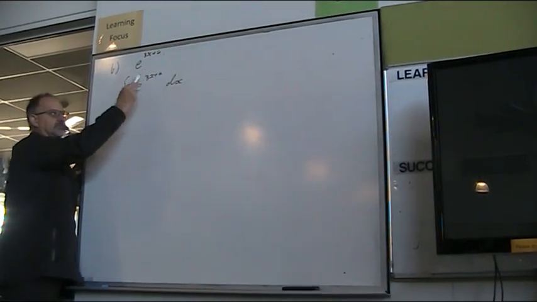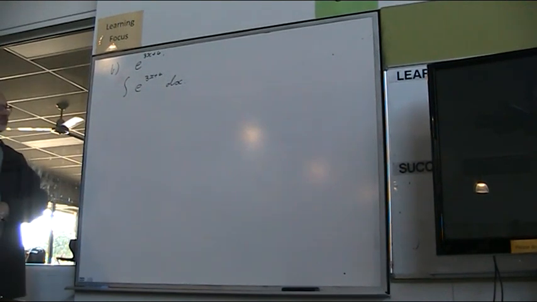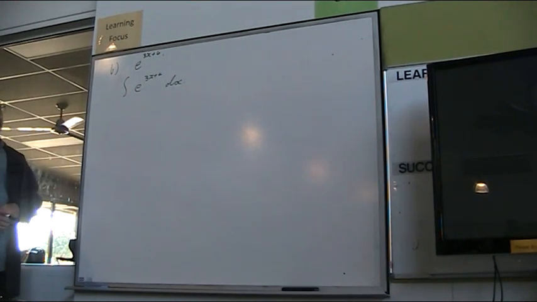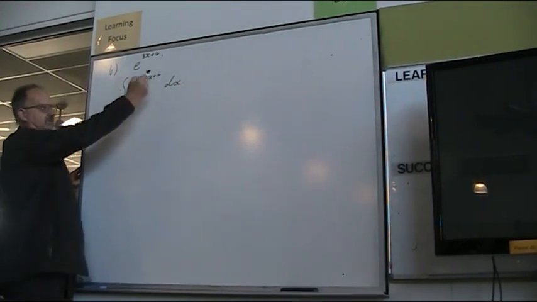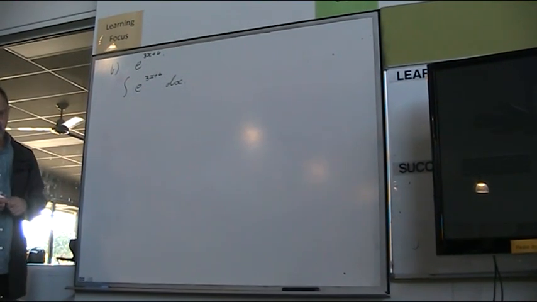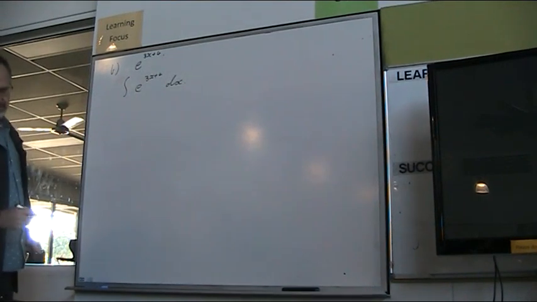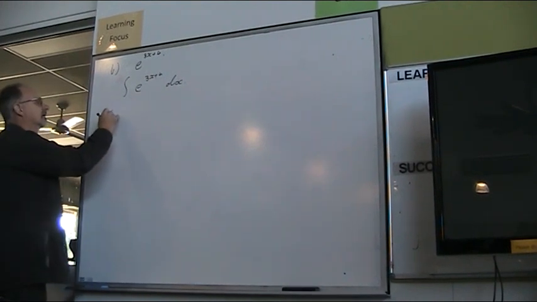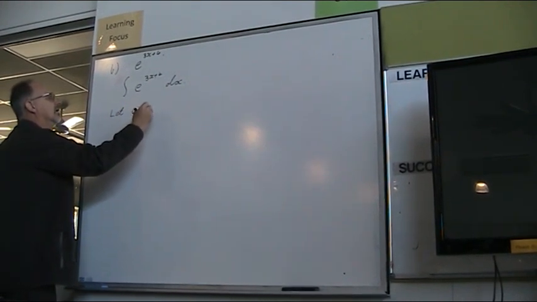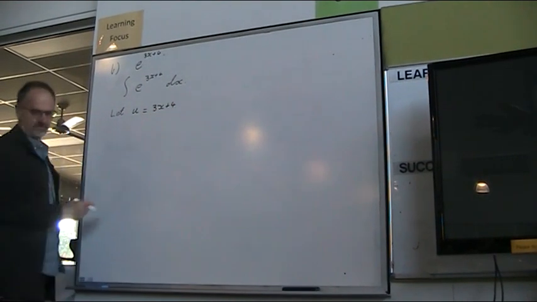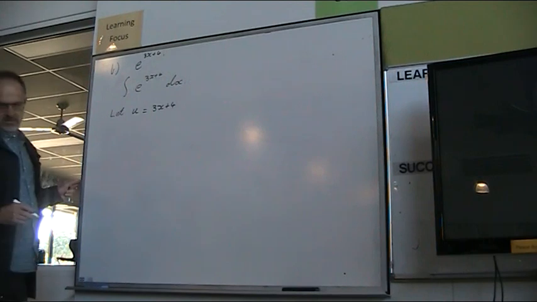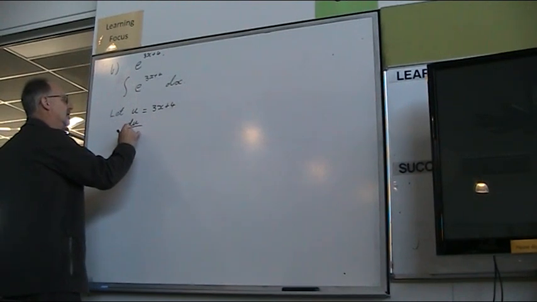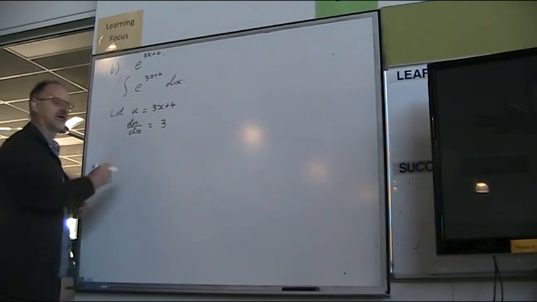All right, so here we've got a little bit of a complication in that our power on our e, or our e to the power of, is more than just kx. It's got this plus 4 on the end. So what we do in this particular case, we have a look at that power and we say, okay, let's let u equal 3x plus 4. All right, and so then if we differentiate u, we get du dx, and that is 3.